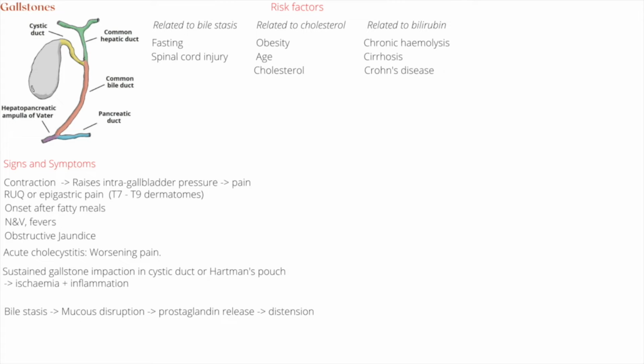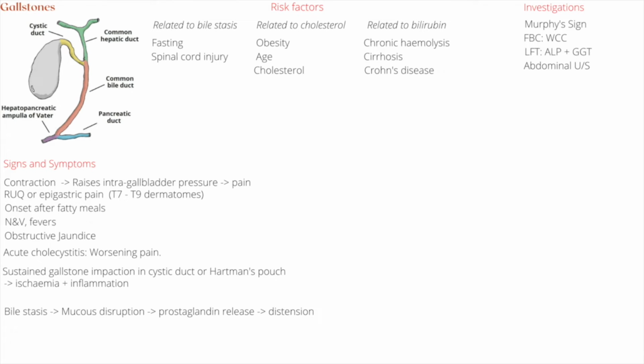And finally, factors relating to elevated cholesterol include obesity, age, high estrogen levels, and diabetes. Investigations will include physical examinations, so notably Murphy's sign, and possible jaundice. Blood counts will show signs of infection, such as white cell count being elevated. LFTs will form an obstructive jaundice pattern, so raised ALPs and raised GGTs.